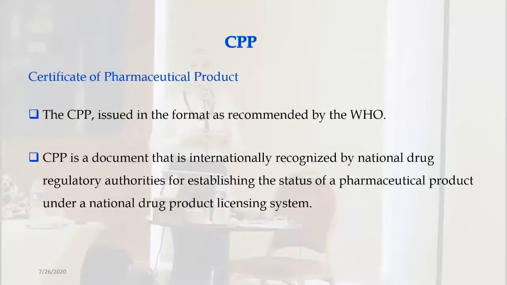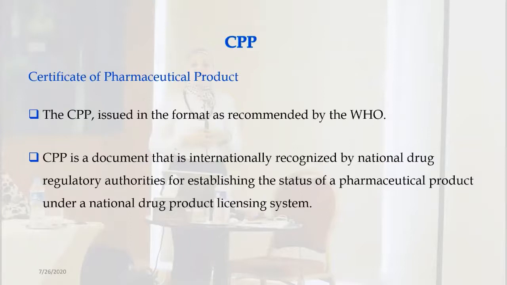The CPP is the abbreviation of Certificate of Pharmaceutical Product. The CPP is issued in the format recommended by WHO, by the health authority in the country of origin, and the health authority will address the CPP to another country in which we will start the registration process and the exportation process. CPP is a document that is internationally recognized by national drug regulatory authorities for establishing the status of a pharmaceutical product under a national drug product licensing system.